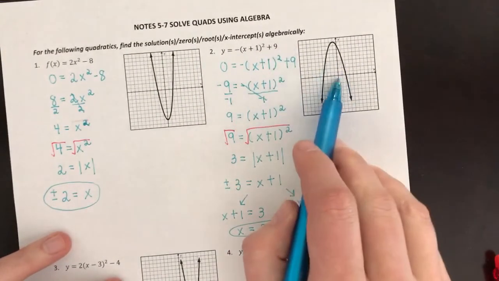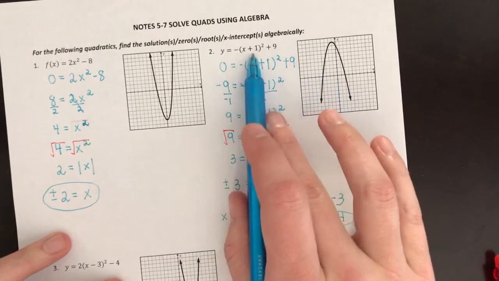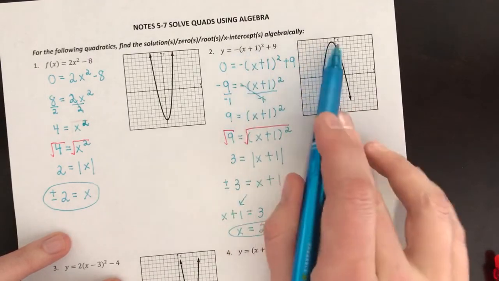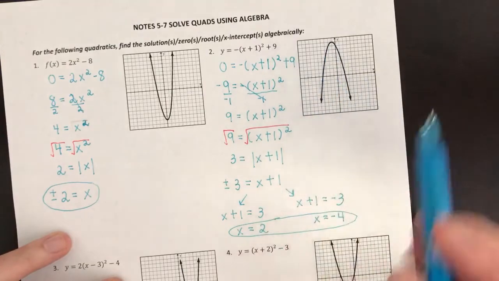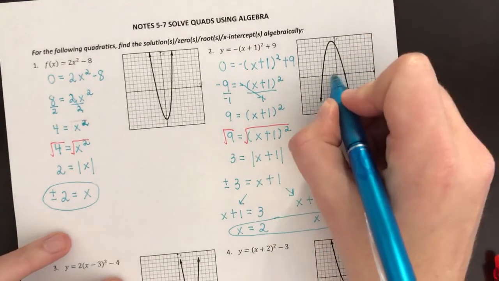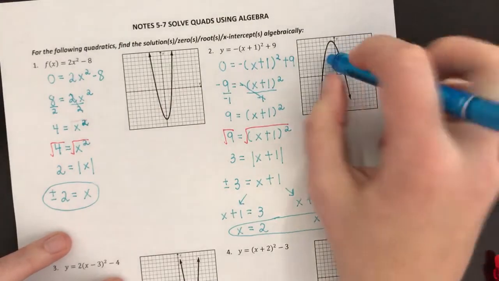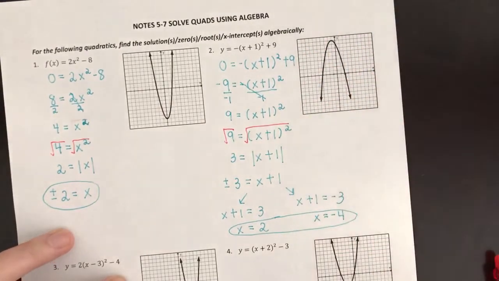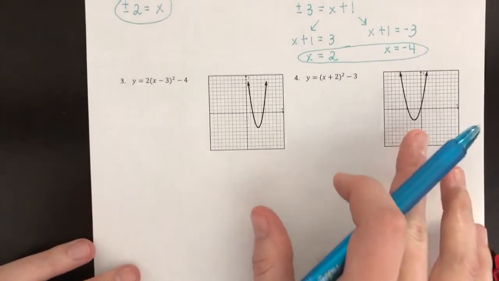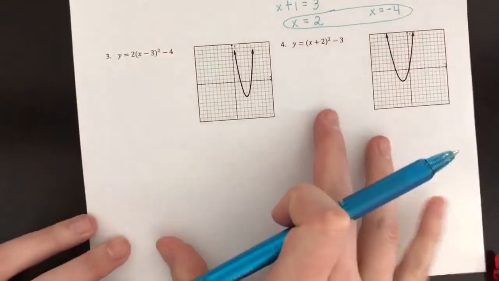Let's check our graph. Was this the quadratic shifted left 1, up 9? It sure was. Reflected over the x-axis, very nice. And were our x-intercepts at 2 and negative 4? They sure were. How cool is that? So our algebra is verifying our graph. Okay, next problem. We've only got 2 more, so bear with me.